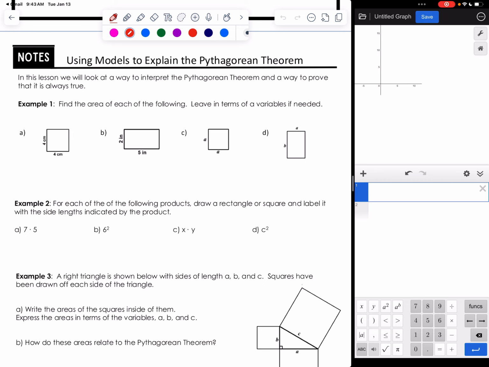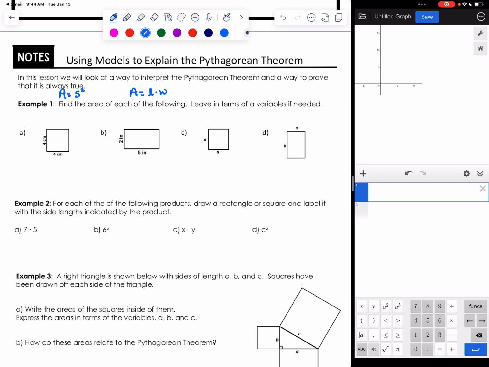So in example 1, it says find the area for each of the following, leave in terms of a variable if needed. In this set of problems, we have squares and rectangles. Just by way of review, the area of a square is just side squared. So you just take one of the sides and square it. The area of a rectangle, hopefully you remember, is length times width.